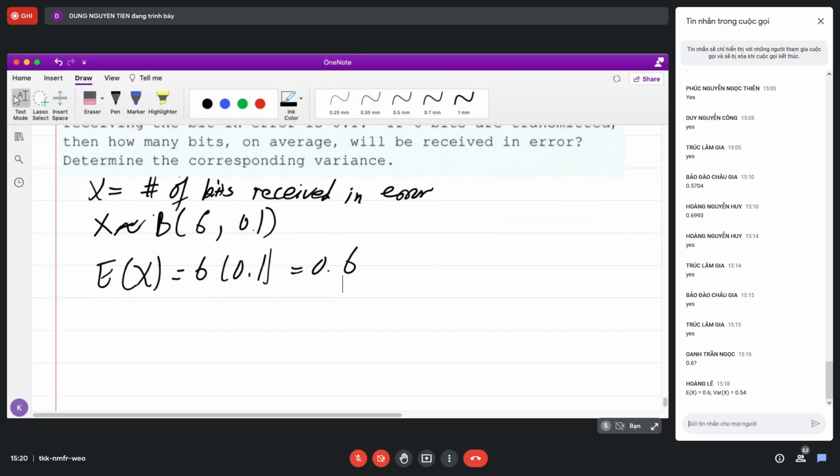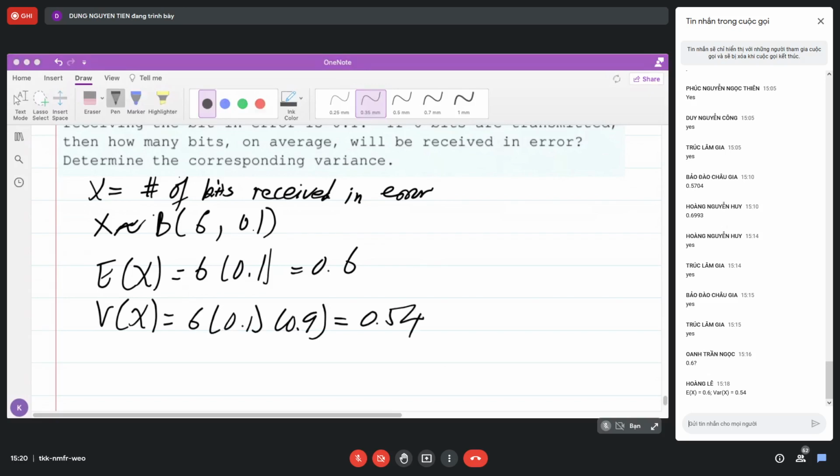All right. And then if you want to find the variance of x, that would be 6 times 0.1 times 0.9, and you come up with 0.54. Is that clear? All right. So I think that is about the binomial distribution.